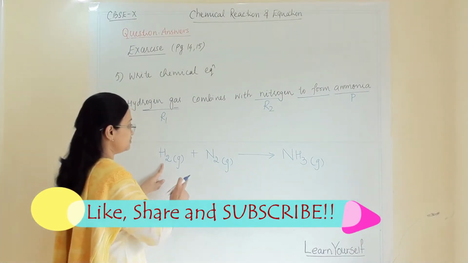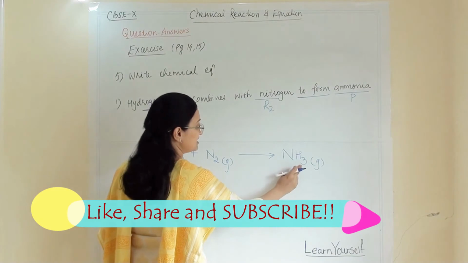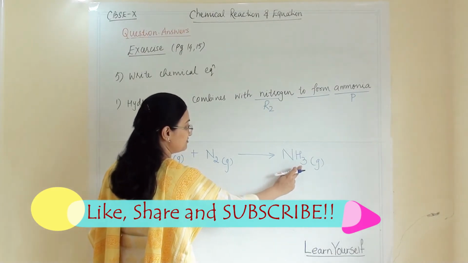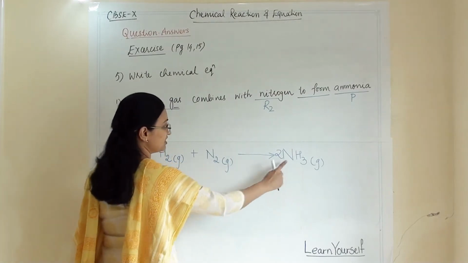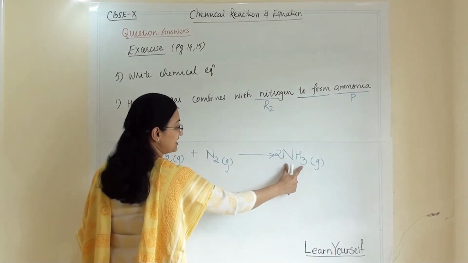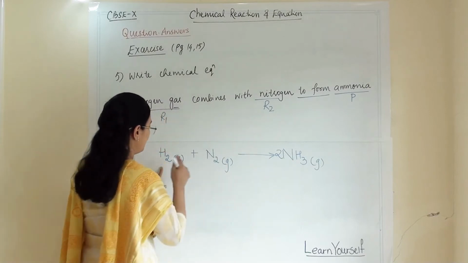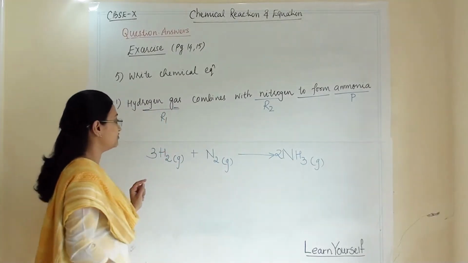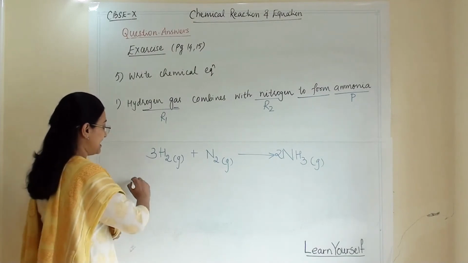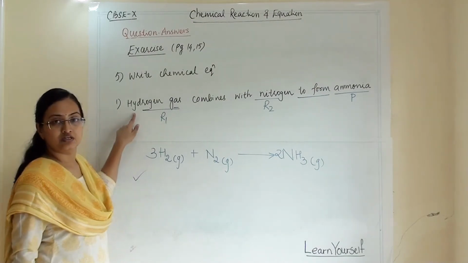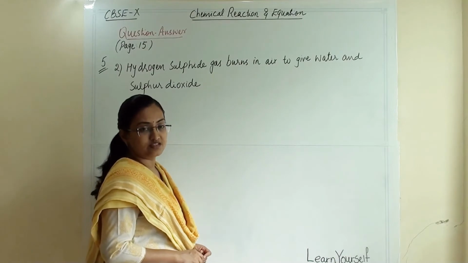So this 2 is there, this 2 is there, but here hydrogen is 3. So if I add 2 here, my nitrogen is balanced, but hydrogen has become 6 now. So now I will add 3 here. So my equation is balanced. This is our balanced chemical equation for this. Let us see our second question.